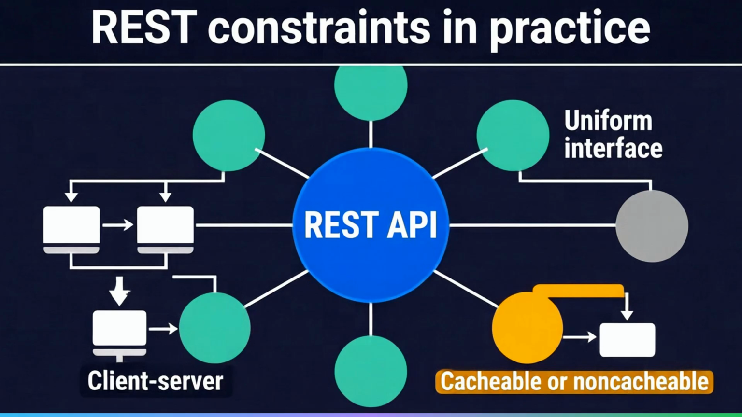REST makes these exchanges predictable through 6 constraints: uniform interface, client-server, stateless, cacheable or non-cacheable, layered system, and optional code on demand. At CCNA depth, focus on their consequences. Client and server can evolve independently behind the interface. Stateless means the server does not use prior client requests to decide a new response. HTTP may ride on TCP, but TCP state does not make REST stateful at the application layer.